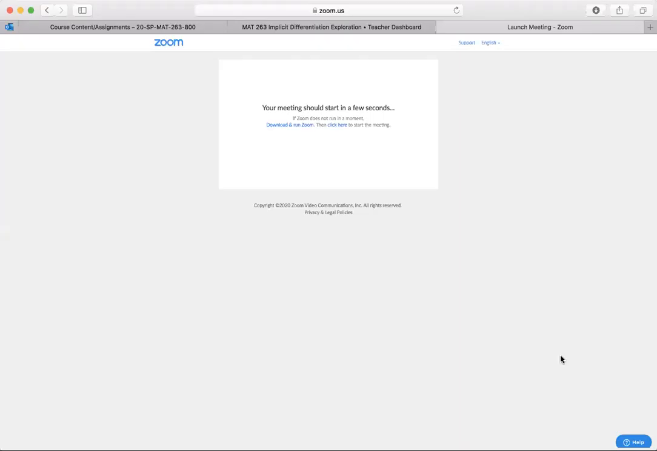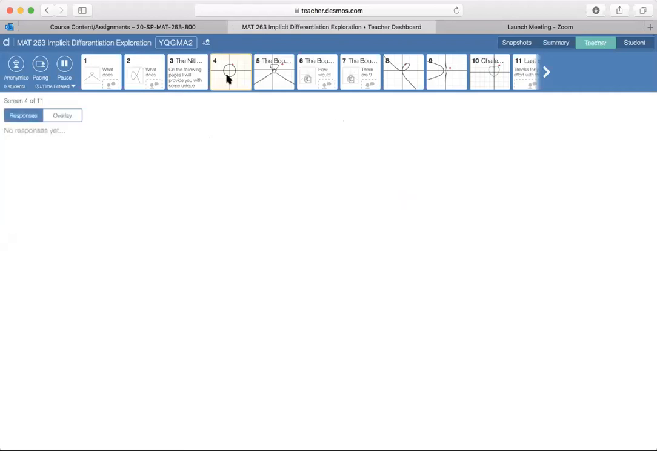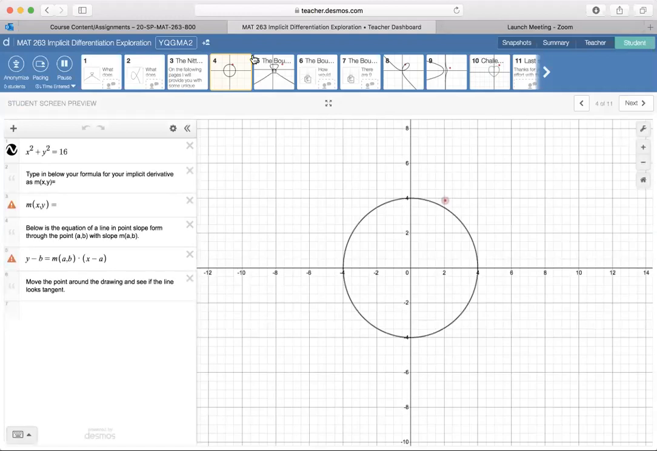Hopefully this will look good in the recording here. What we're going to do is go over to the implicit differentiation Desmos activity that you guys are going to be working on in this section. It starts off with a couple of slides just as an introduction, but then slide number 4 is going to be the circle. So what we are doing here is, first of all, plotting our function at the top.